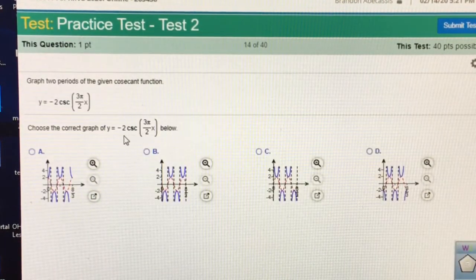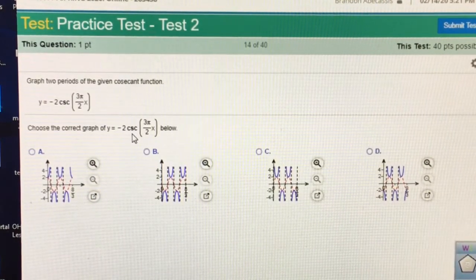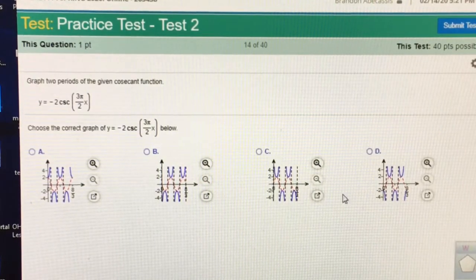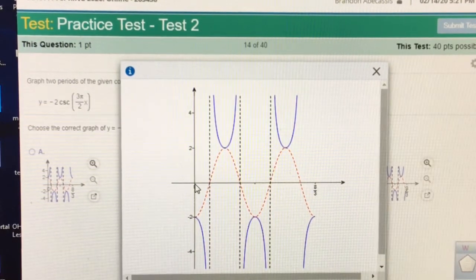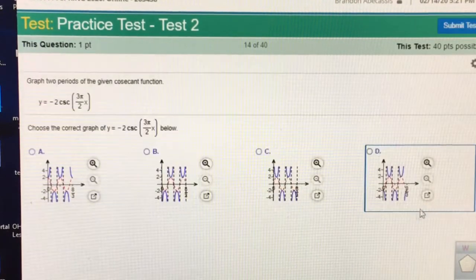Cosecant. Cosecant is related to sine. Actually, this would be negative sine. The amplitude would be 2. So we can just start looking at amplitudes and see if that works. This back one has an amplitude of up 2, down 2. That's good. But the negative 2 related to cosecant would be sine. It should start at (0, 0) and then go downward. So it's not that one.